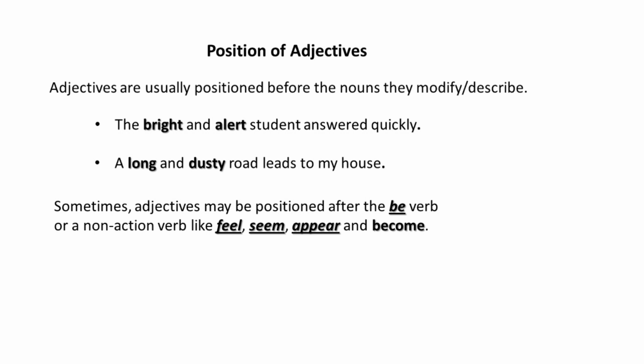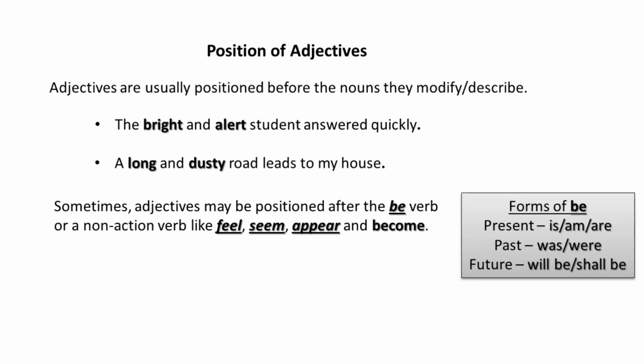Sometimes adjectives may be positioned after the verb, after the be verb, or a non-action verb like feel, seem, appear and become. What are the forms of be? The forms of be in present tense are is, am and are. In past tense, they are was and were. In future tense, the forms of be are will be and shall be.